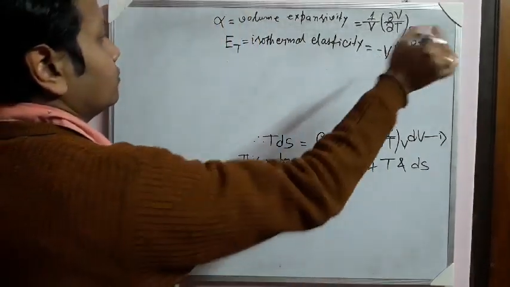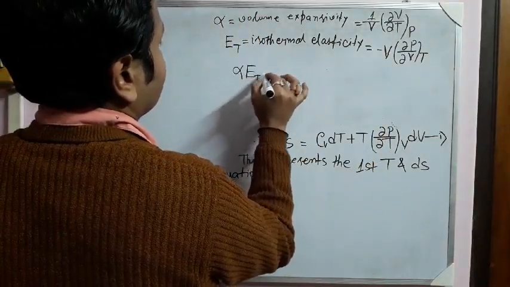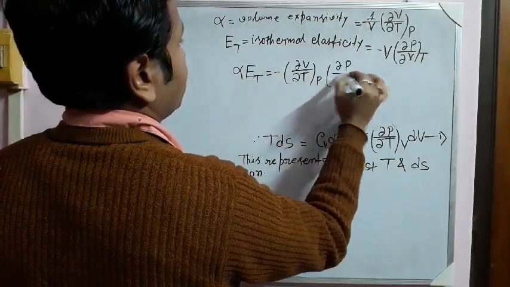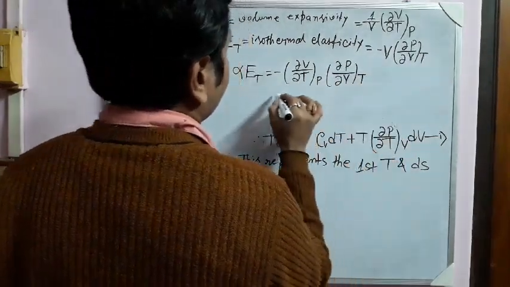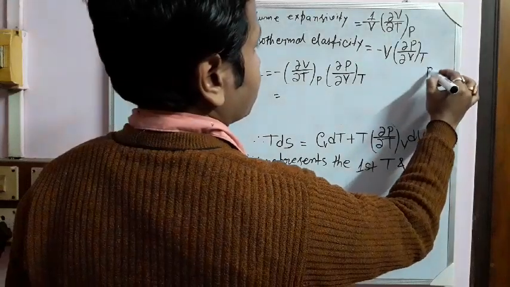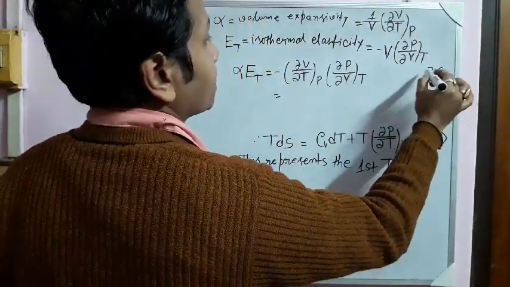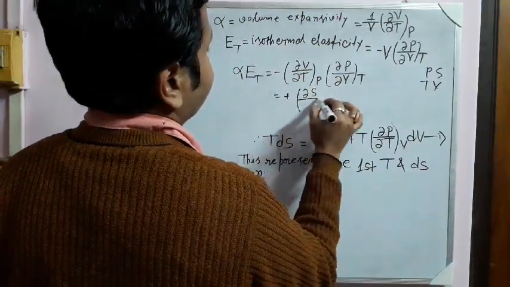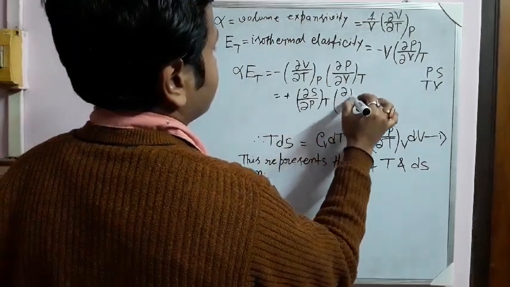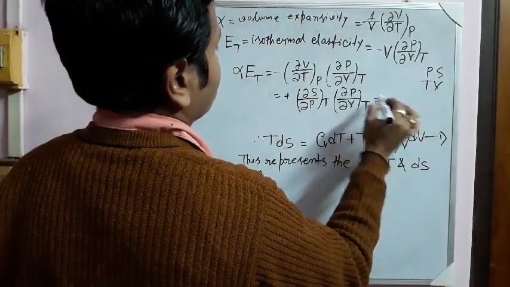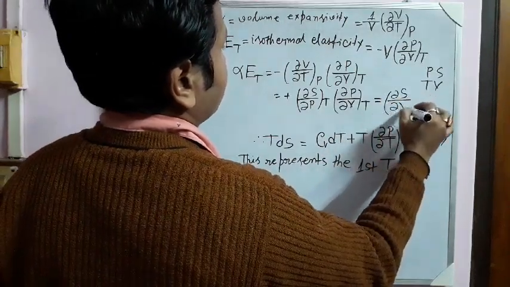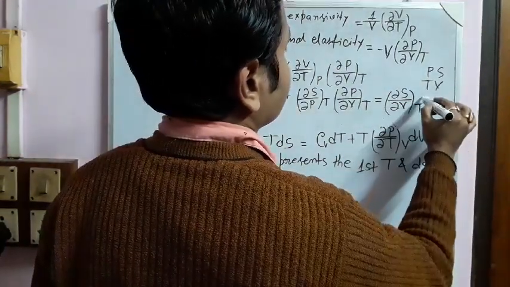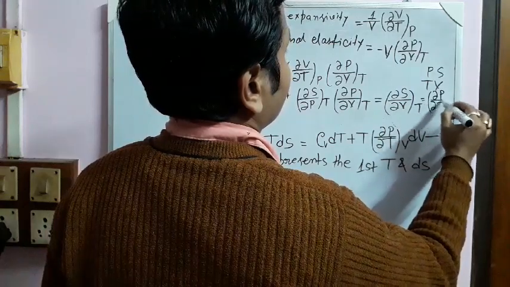So if we multiply these two terms, what do we get? Minus (del V/del T) at constant pressure into (del P/del V) at constant temperature. From Maxwell's equation, (del V/del T) at constant pressure is minus (del S/del P) at constant temperature. So we get plus (del S/del P) at constant temperature times (del P/del V) at constant temperature. The del P cancels, so it is simply (del S/del V) at constant temperature, and this we can write as (del P/del T) at constant volume.